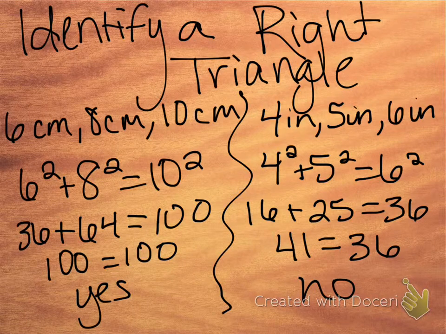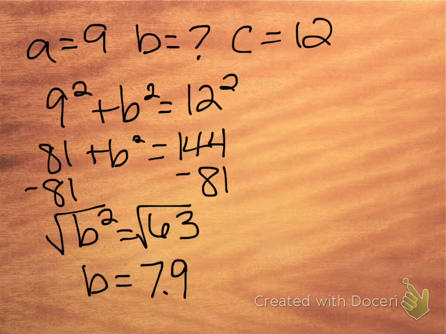Now, in the second example, we're given 4 inches, 5 inches, and 6 inches. So we take the smaller two, 4 and 5, those are our legs, and 6 should represent our hypotenuse. So 4 squared plus 5 squared should equal 6 squared if this is a right triangle. 4 squared is 16, 5 squared is 25, and 6 squared is 36. However, 16 plus 25 is 41, and 36 do not equal each other. So 41 and 36 are not the same, so the answer is no, this is not a right triangle.